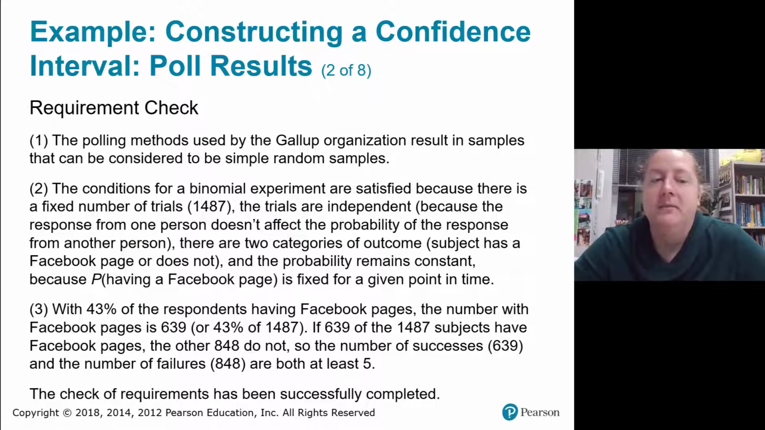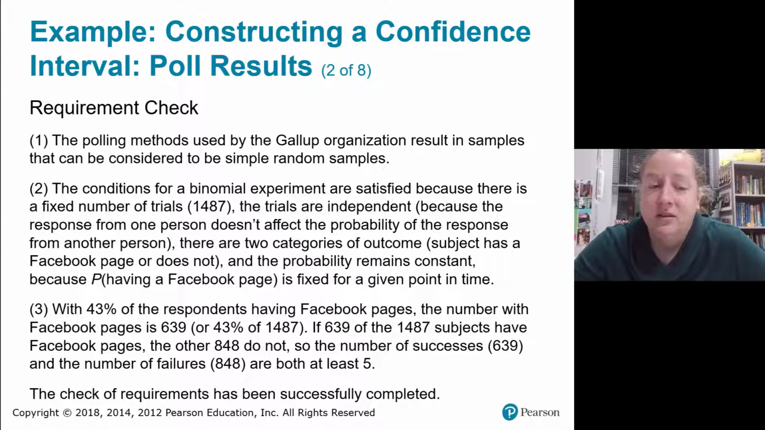So first things first, requirement check. Polling methods used by the Gallup organization result in samples that can be considered to be simple random samples. Check. We're good. The next requirement, binomial experiment. The fixed number of trials is the 1,487 adults. The trials are independent because the response of one person doesn't affect the response of another. Then there are 2 possible outcomes: they either have a Facebook page or not. And the probability remains constant. The probability of having a Facebook page is fixed over time.